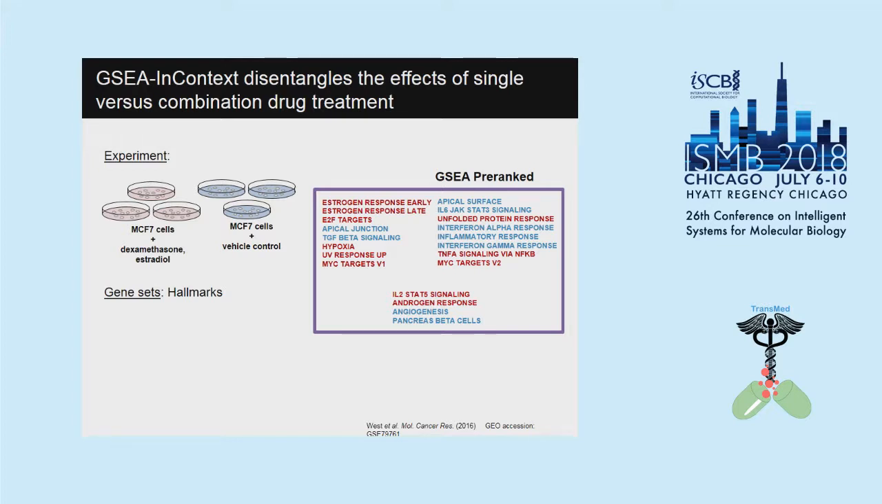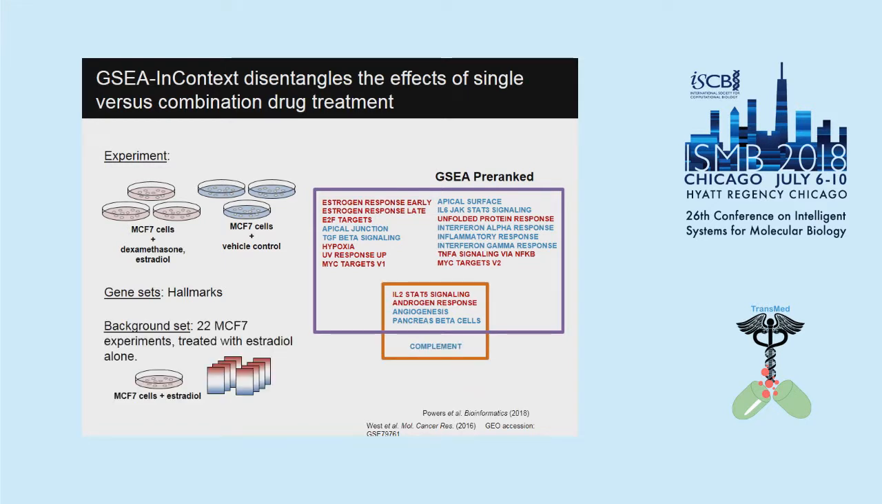But to illustrate how GSEA InContext can leverage a background set of experiments, I compiled a set of these 22 other experiments using MCF7 cells, but treated with estradiol alone. So now the comparison that we're using in GSEA InContext, which is this orange box here, is saying how is this experiment where we treated with dexamethasone and estradiol different than when we use the same cell line but treat with estradiol alone. And so GSEA InContext has now picked up a subset of these pathways that are predicted to be more significant here in the case of dexamethasone treatment as opposed to just with the estradiol alone.